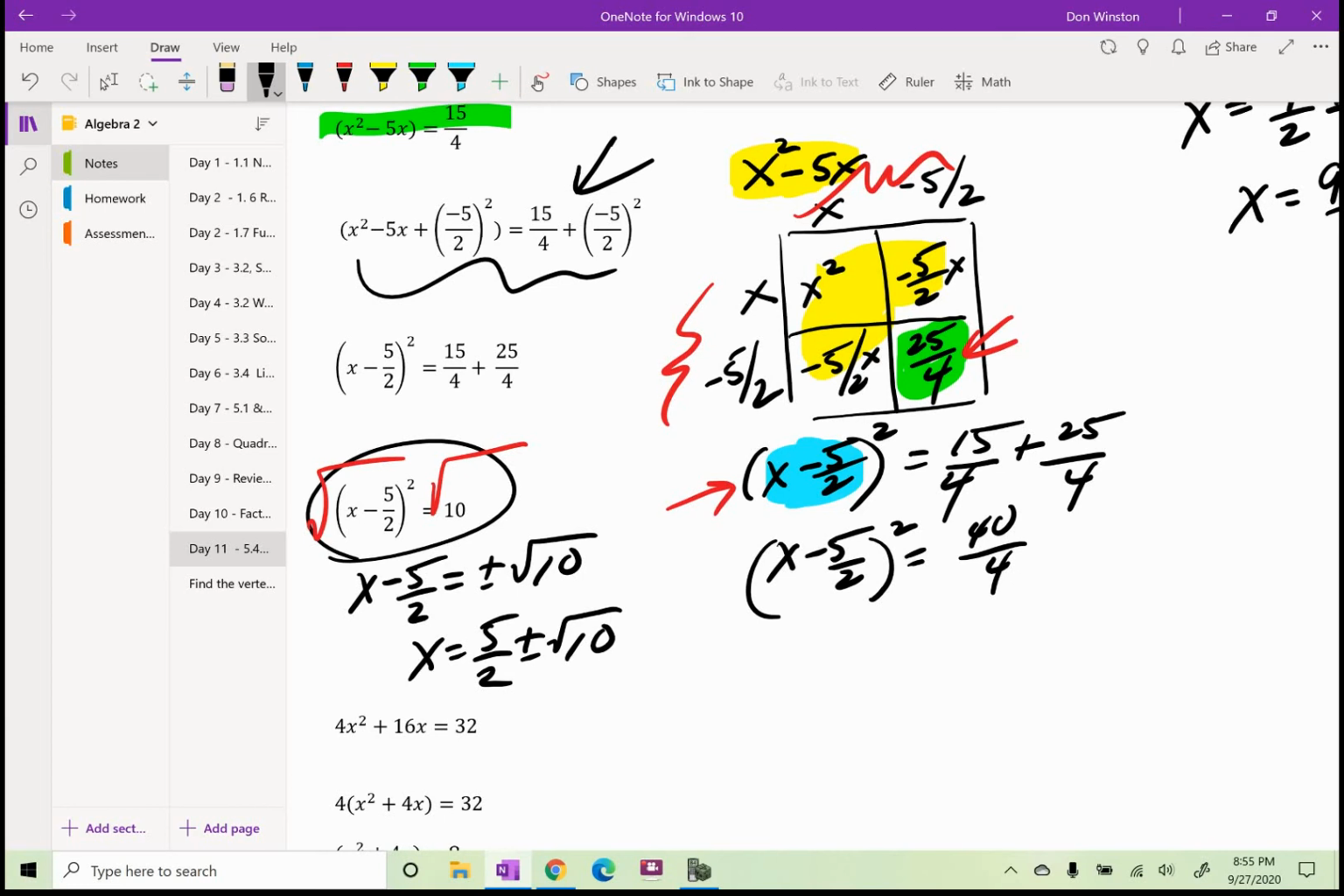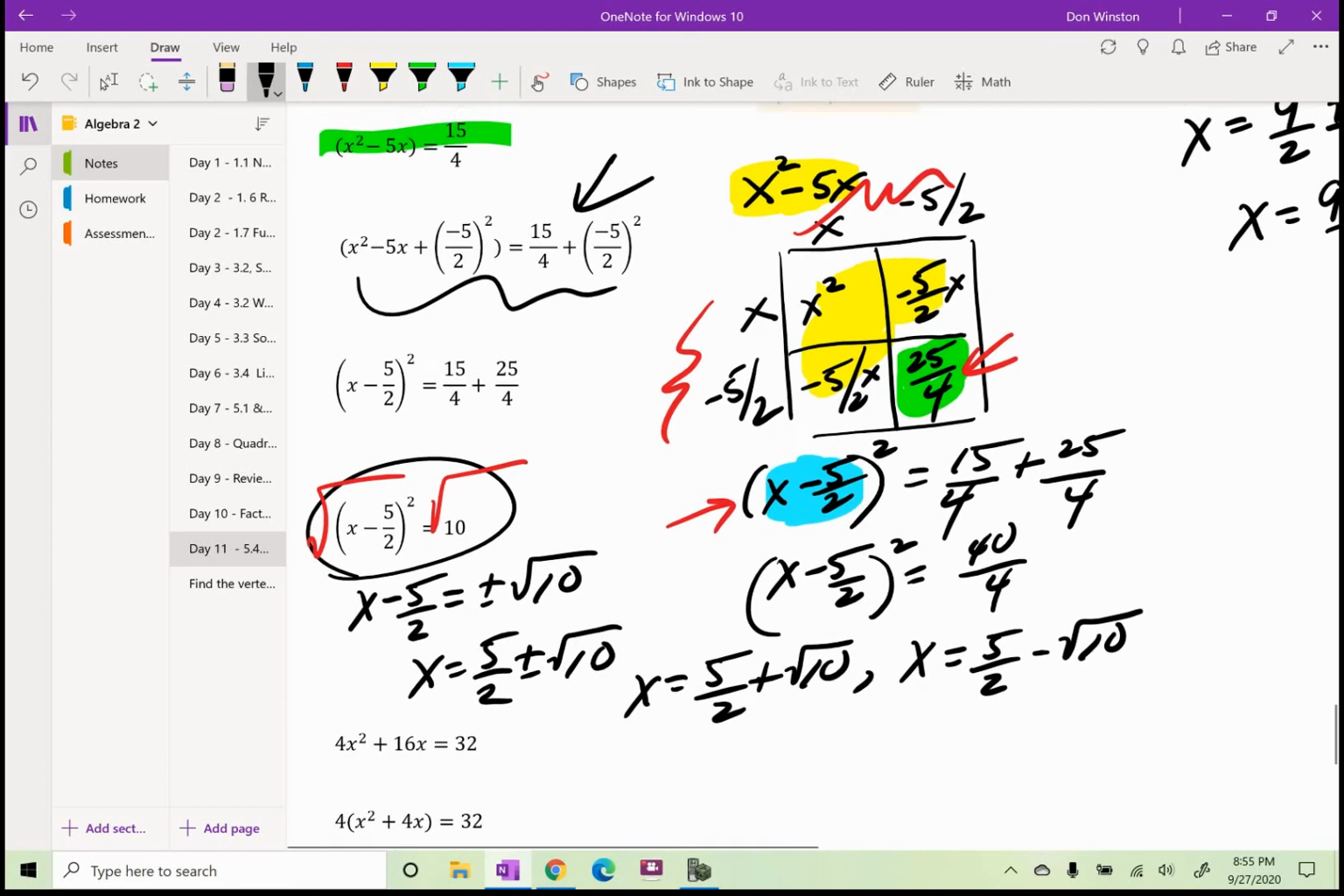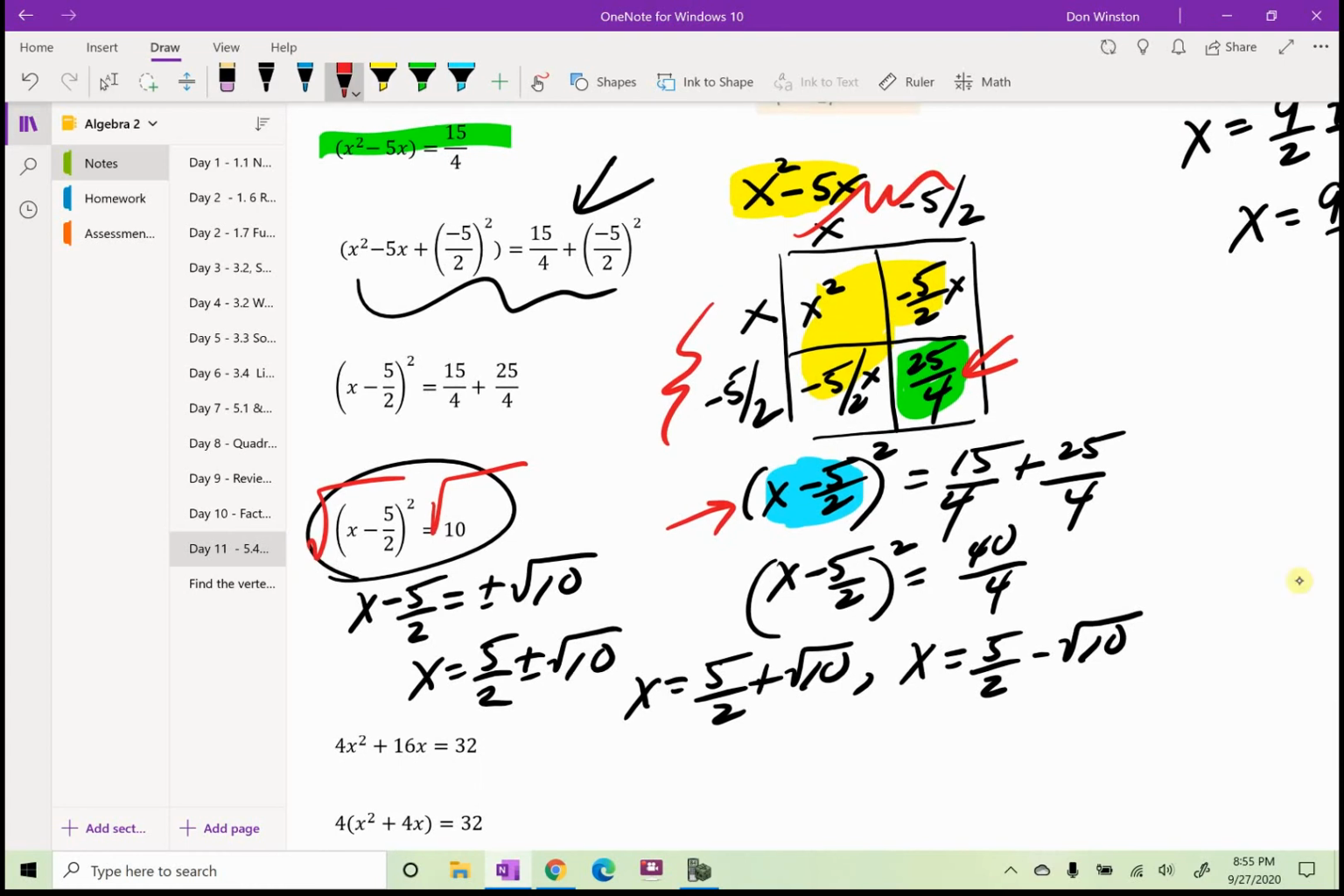And like I was saying, I have two x's. I have x is equal to 5 halves plus root 10, and x is equal to 5 halves minus root 10. Okay, so those are my two answers right there, my zeros, if you will, my roots. We couldn't factor this, so we completed the square.